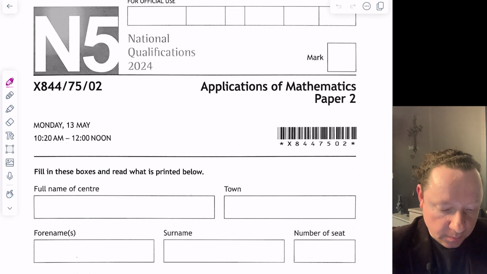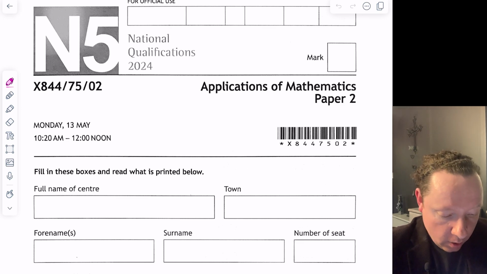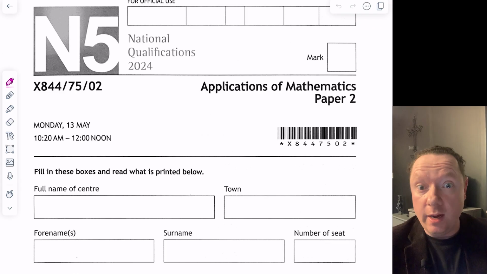SQA National 5 Applications in Maths 2024 Paper 2. Okay, a bit longer this one, but let's get started straight away.